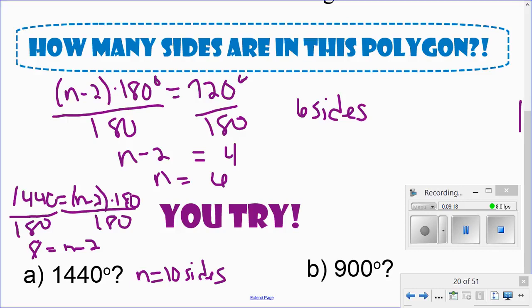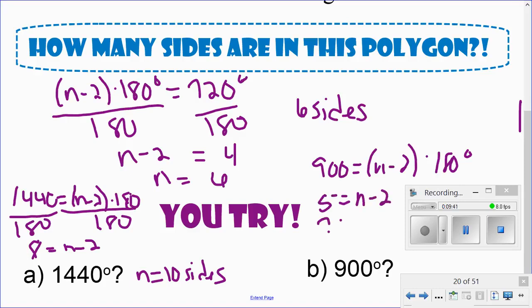Okay, so you should probably try this one, but I'll go ahead and do it. You can pause the video and try it. So 900 is equal to n minus 2 times 180. So I'm going to divide 900 by 180, dividing both sides by 180. And I'm getting 5. That's n minus 2, which means 7 is n. So there are 7 sides.